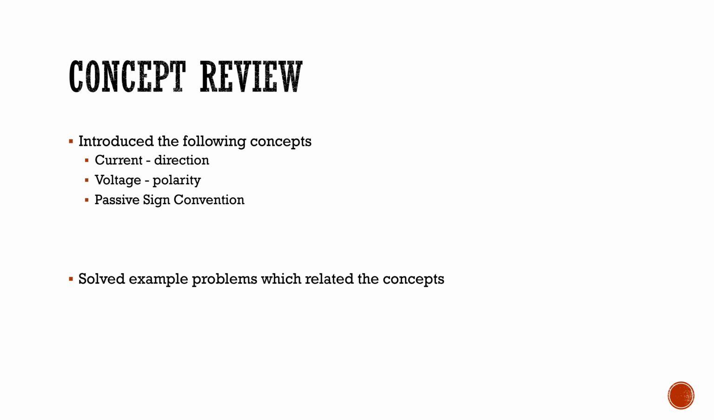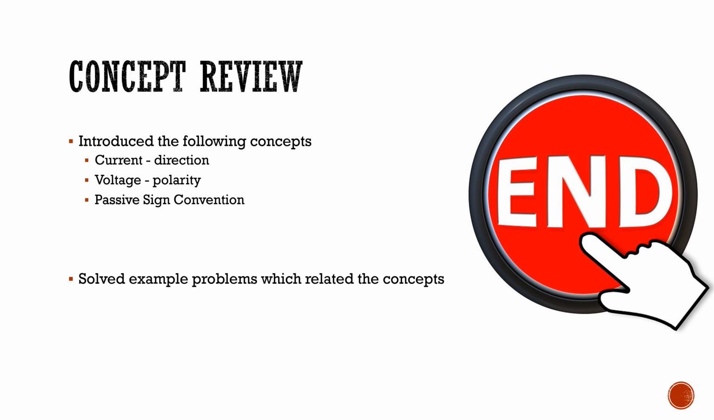So in review, we introduced the concepts of current direction, voltage polarity, and the passive sign convention. And we did a couple examples, which we will revisit once power and energy have been defined. And that concludes this lecture.